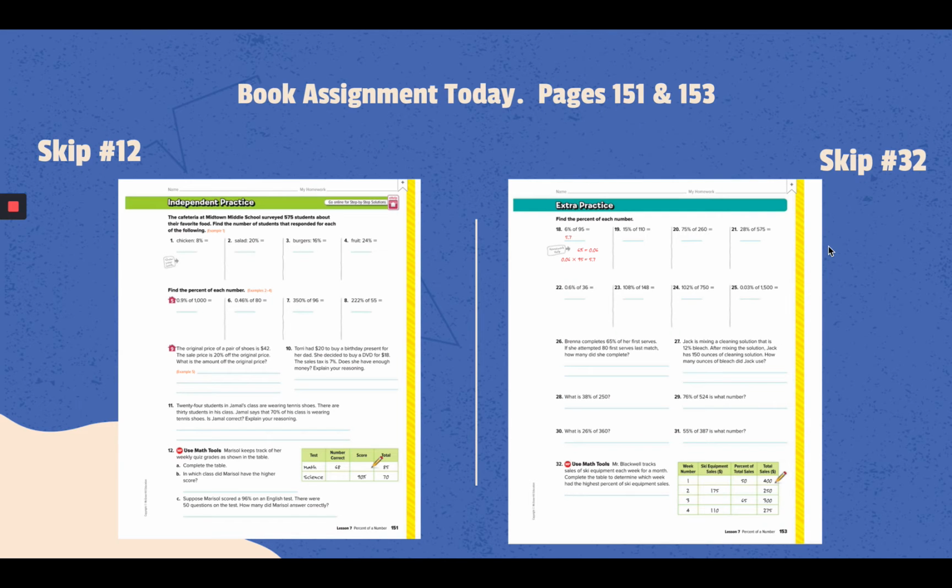And if you just want to know what your assignment is, it's 2 pages out of the book, page 151 and 153. A couple notes: you can skip question 12, it won't be on your answer key because you can skip it, as well as question 32 on page 153. So they'll both be intentionally noted on your answer key that you can skip those problems. All right, let's just jump in.